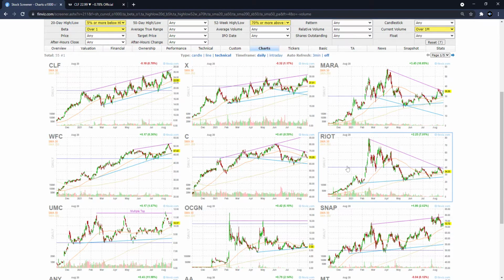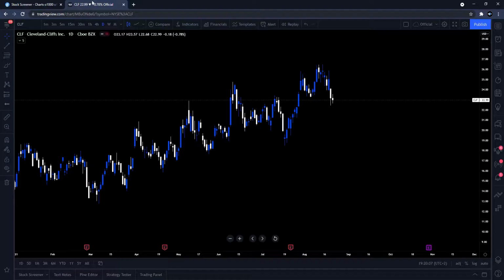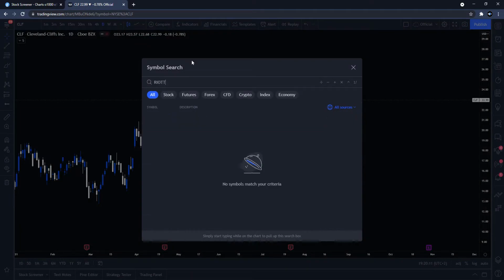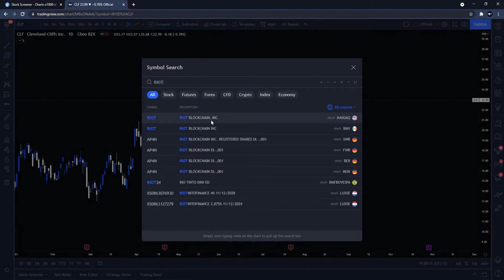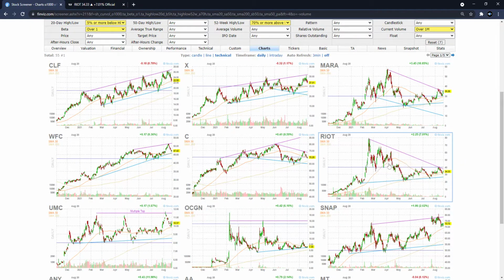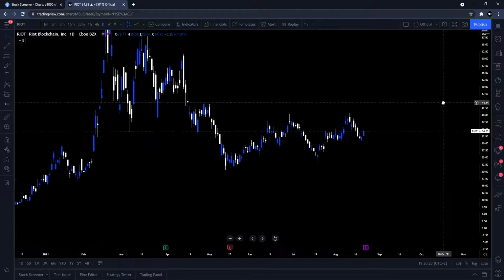This pretty much looks good. We can go and check Riot right now. Okay, so we have CLF right here. We can go and check Riot. Okay, Riot with double T, but okay. Right, blockchain, and as we saw on Finviz right there, it was in a pretty good triangle formation going on right here. Okay, so you can also do it here right now.